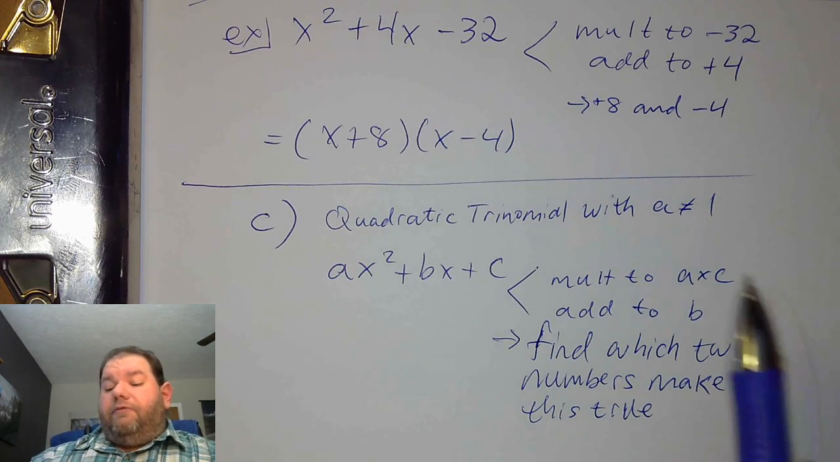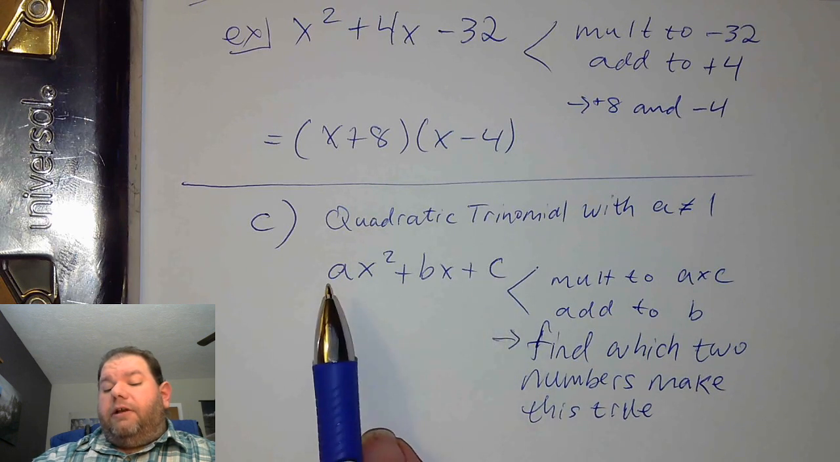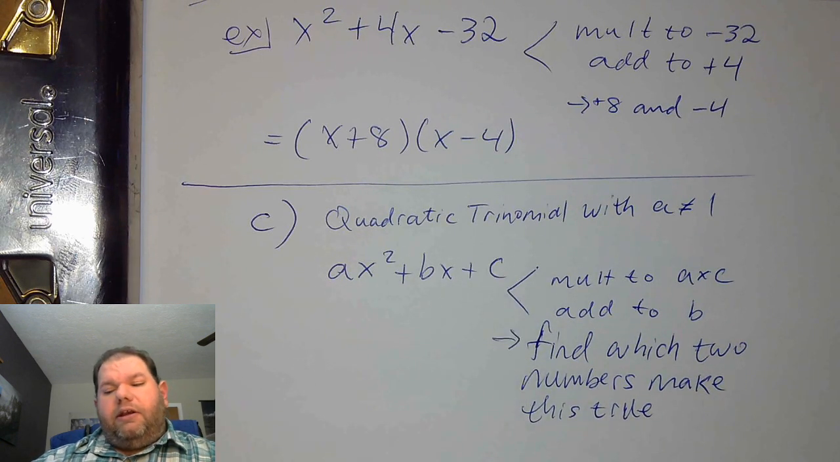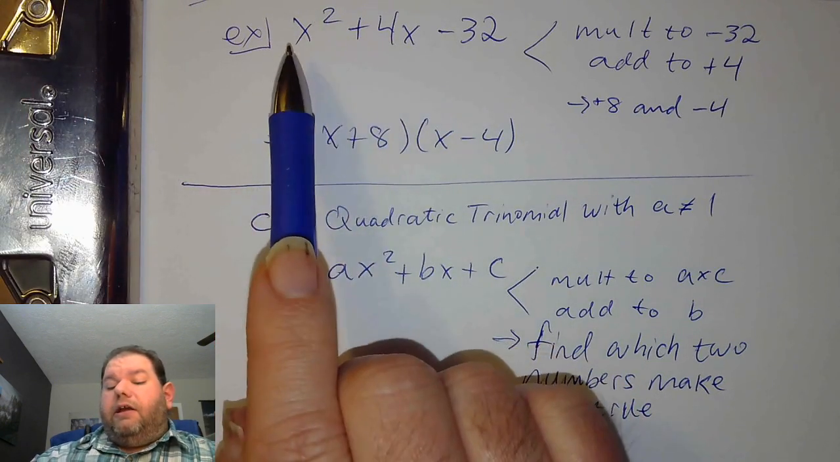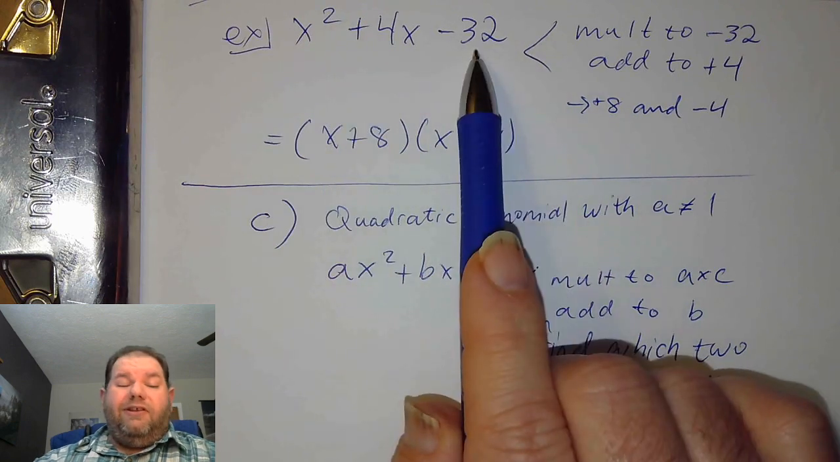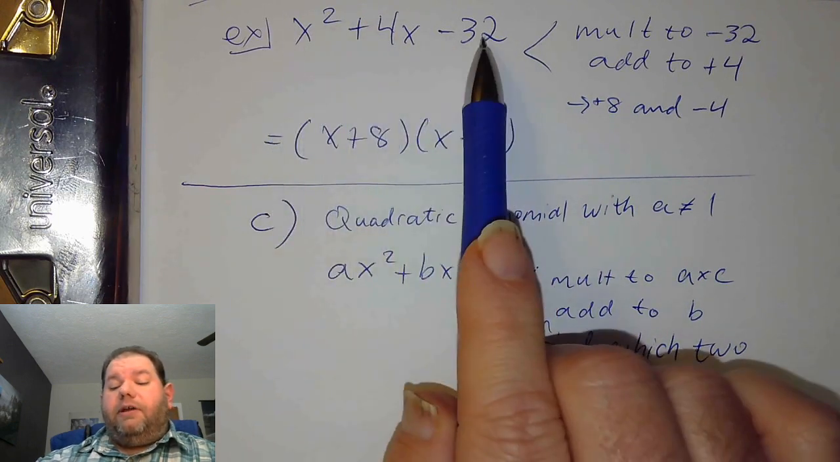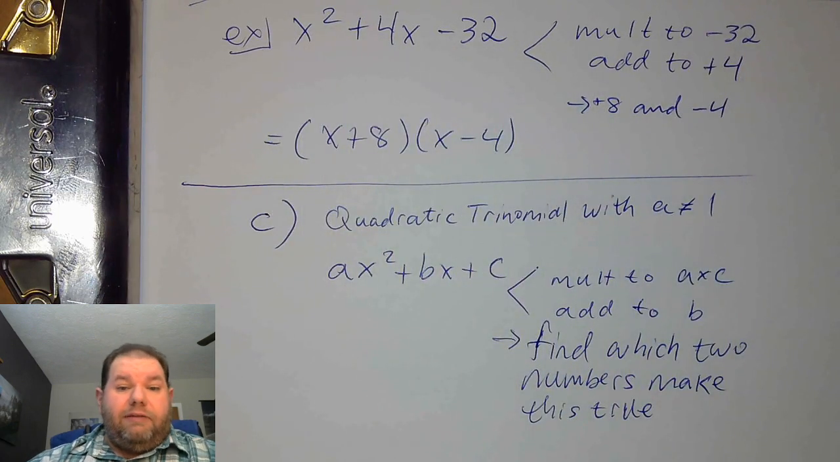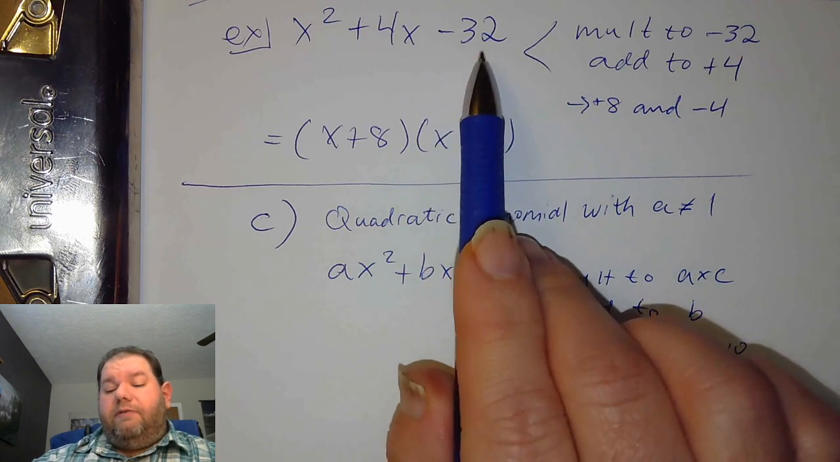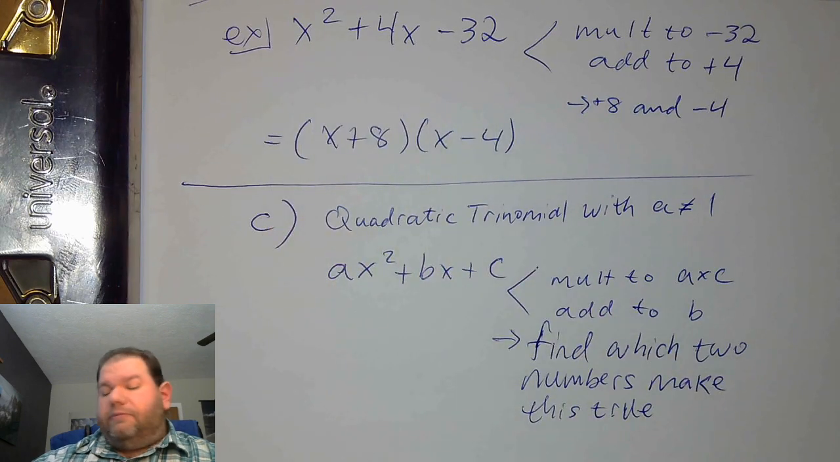So it's slightly different. Rather than multiplying to c, we're multiplying to a times c, which technically we could say we were doing before, because, looking at this example up here, a is 1, c is negative 32, so 1 times negative 32 is negative 32. So technically we were doing the same thing before, but we didn't really worry about it because it's easier just to say whatever the c value is rather than a times c.